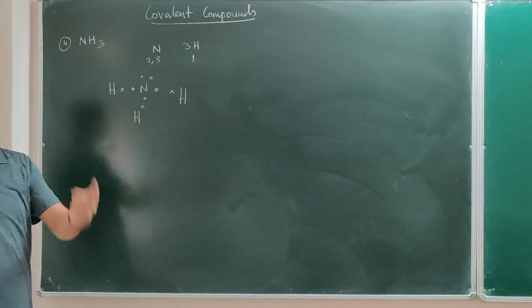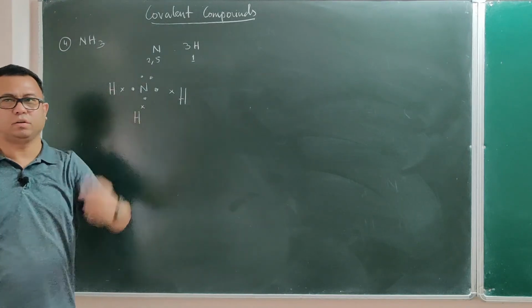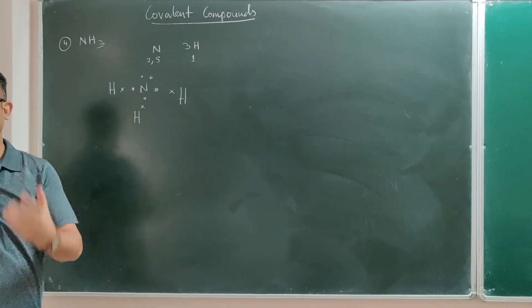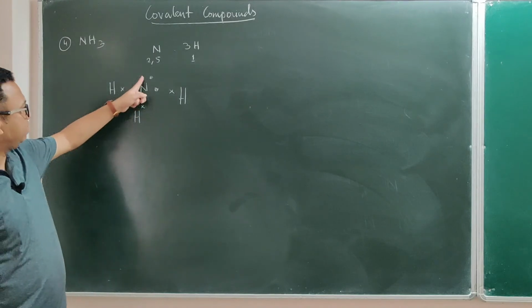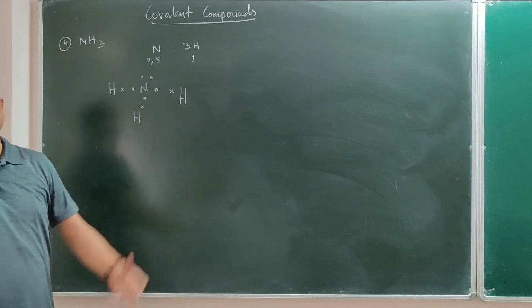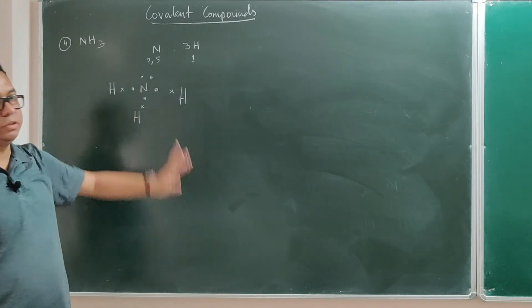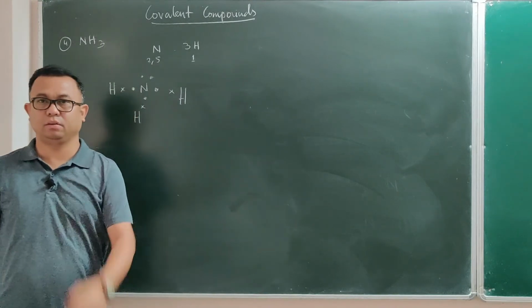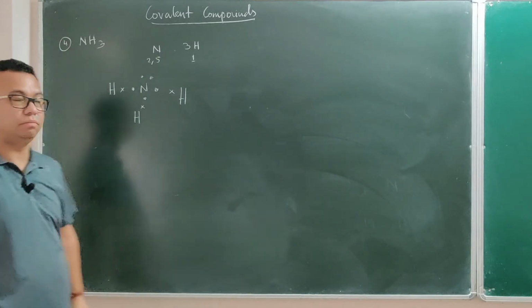Hydrogen is not happy, it has only 1 electron. All 3 hydrogen, you can see 1 electron, not happy. Hydrogen is very happy with duplet configuration. Nitrogen not happy because outermost shell it has 5 and nitrogen requires 8. So a very nice partnership between these 3 hydrogen and nitrogen will be formed, and that is by sharing of electron. Now see how they will share electron.